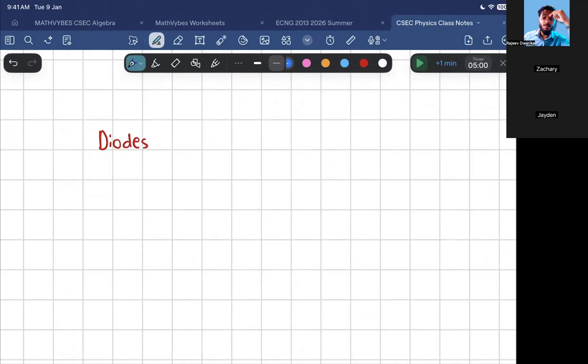So let me ask you a question. Let's just say, for instance, that we had this circuit over here. A diode only allows current to flow in one direction. And the type of diode we'll be using is a semiconductor diode. But all diodes typically work the same.